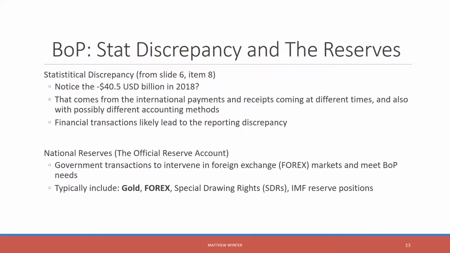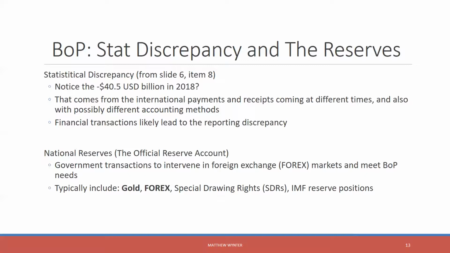So if you look back on slide 6, item 8, notice there was a negative 40.5 USD billion in 2018. So what is that? That comes from the international payments and receipts coming at different times, and also sometimes with slightly different accounting methods. And most of that is going to be due to financial transactions. If you think about this, hopefully it'll make intuitive sense.